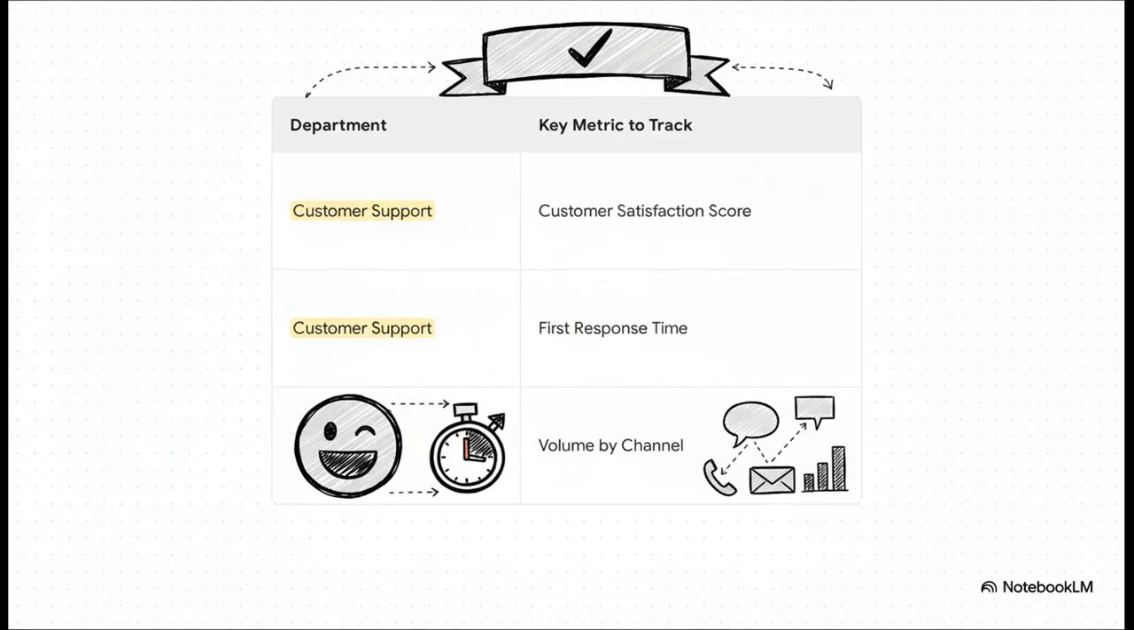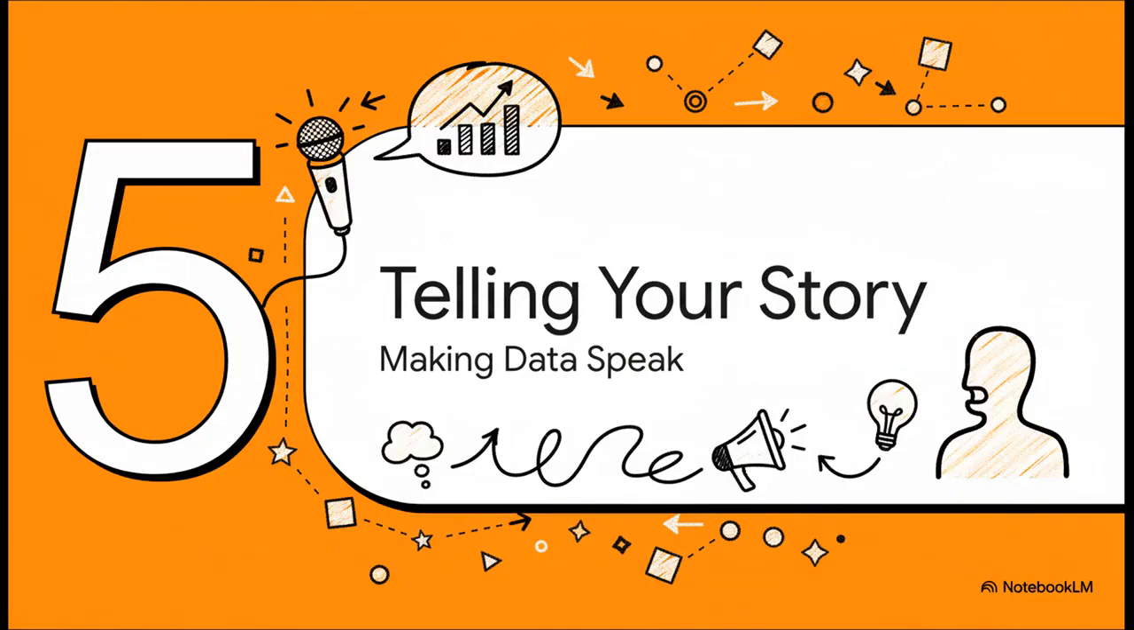And let's do one more. Customer support. Here, it's all about efficiency and happiness, right? So you're looking at things like customer satisfaction scores, how fast your team responds, and which channels are getting swamped with tickets. Every single metric serves the unique purpose of that department. So this brings us to the final and I think most important idea. You've done all the hard work to gather and visualize the data, but now you have to make it speak.